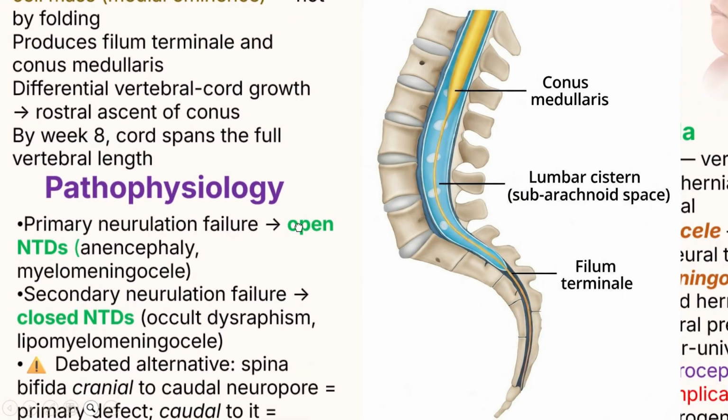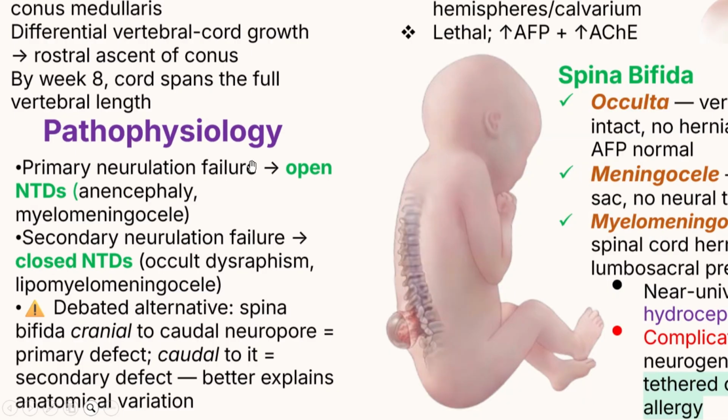So when you look at the pathophysiology, when you have primary neurulation failure, we will have open neural defects. That means the folding and the zipping fail, and that is going to give you the anencephaly and the myelomeningocele. Then when you have secondary neurulation failure, you're going to have the closed neural tube defects. This is because we already finished folding very well, but as we seal off the cord, that is where we now have issues. So we shall have things like the occult dysraphism, like the spina bifida occulta. We shall look at those.